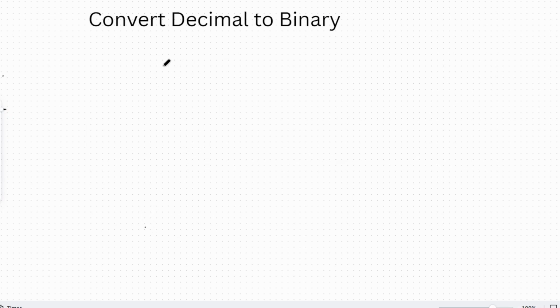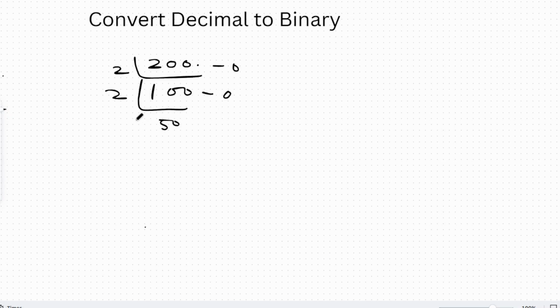Let us take another number. Let us now take a number, say 200. So 200 divided by 2 is 100 and the remainder is 0. So 100 divided by 2, the answer is 50 and the remainder is 0. Next, 2 25s are 50, so we get 25 and the remainder is 0. Next is 2 12s are 24, remainder is 1.